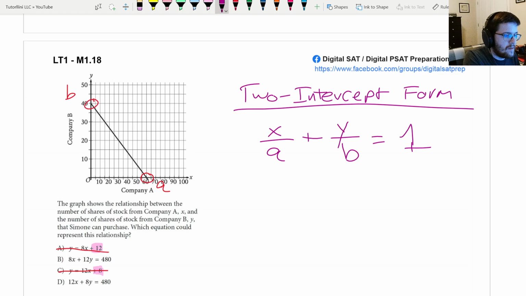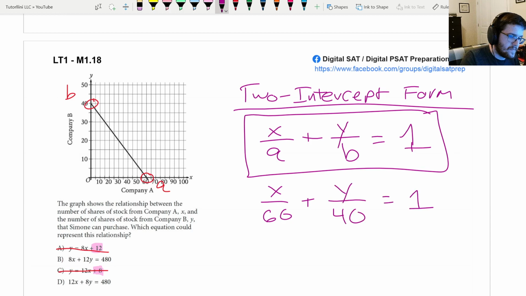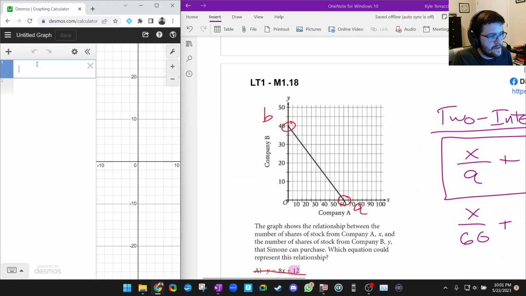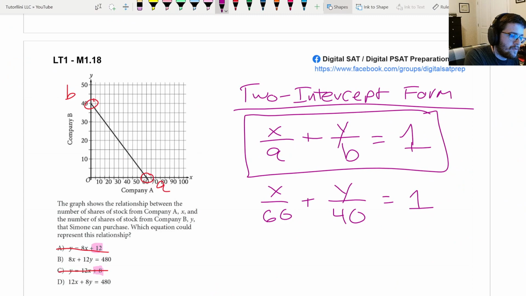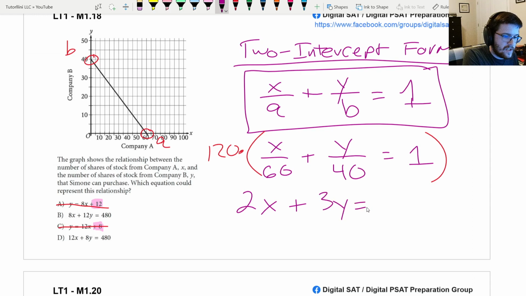So we're going to do x over the x-intercept, which is 60, plus y over the y-intercept, which is 40, equals 1. And now we're going to figure out the least common multiple of 60 and 40. It's 120. So we're going to multiply the whole equation to clear the denominator by 120. Okay, 120 times x over 60, 120 divided by 60 is 2, so that's 2x. 120 divided by 40 is 3, so that's 3y equals 120.